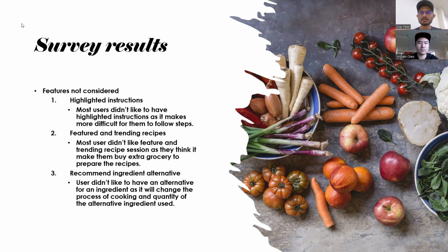Some of the features that we didn't consider from the user testing are highlighted instructions, featured and trending recipes, and recommended ingredient alternatives. We didn't consider these features as most of the users think that these are not the most prioritized features. We found out that users didn't like having highlighted instructions, as it makes it difficult for them to follow the steps. Users didn't like having alternate ingredients, as some ingredient alternatives have a different cooking process, or can take a different quantity in a particular recipe.